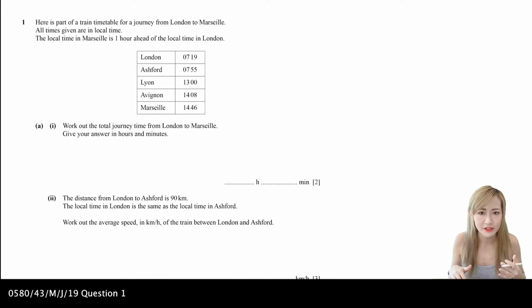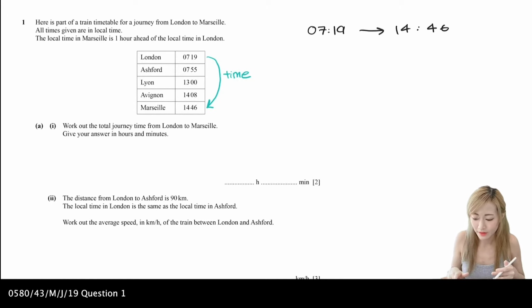So this is a fairly simple question. We want to find the time between London to Marseille. So the time between 7:19 a.m. to 2:46 p.m. But since the units of hours and minutes are different, you can make some silly mistakes here. So to prevent yourself from making silly mistakes, I always separate it into hours and minutes.